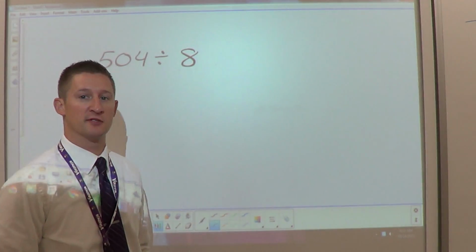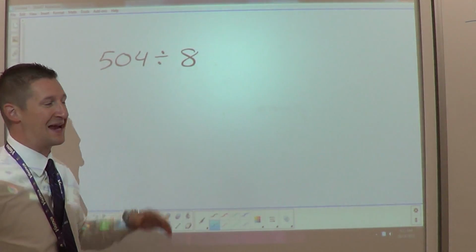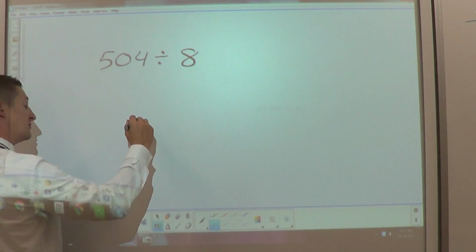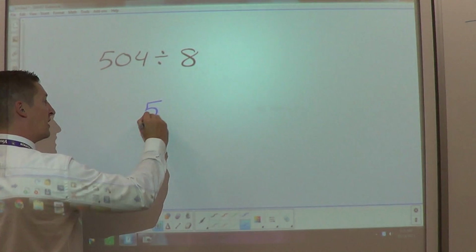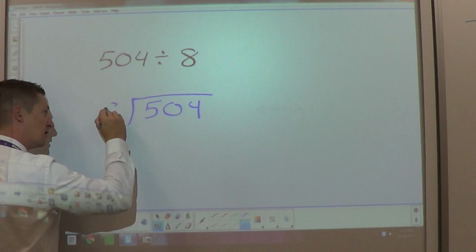So, long division, something you learned how to do a long time ago dealing with numbers. If I had 504 divided by 8 and I was in 3rd or 4th grade and I was learning how to do this, I would use long division. I would set up 504 here, put my division sign here, and then an 8 here.